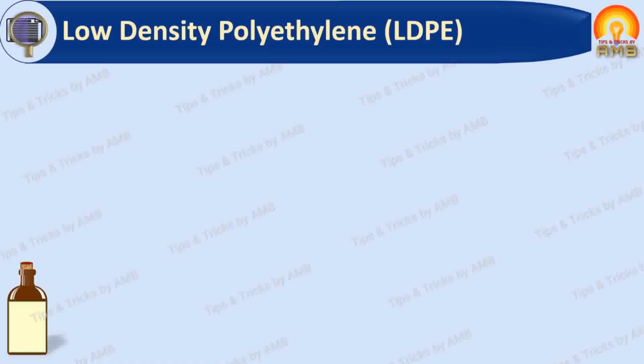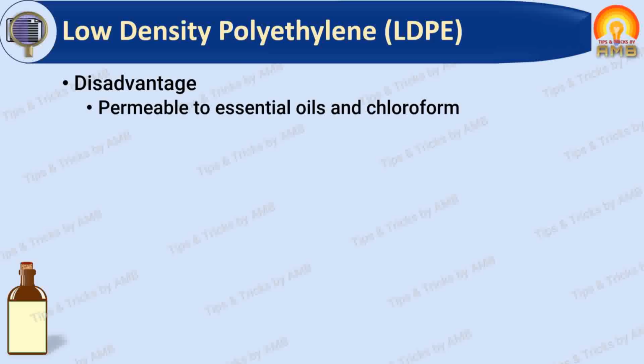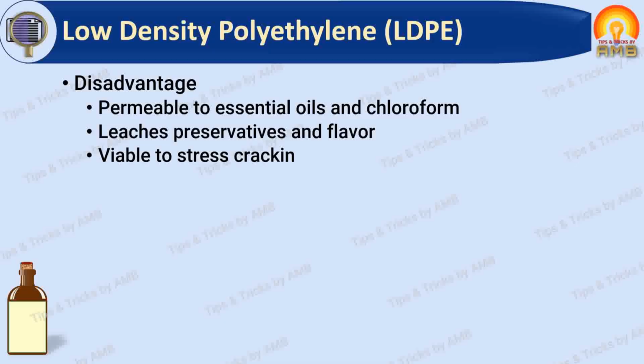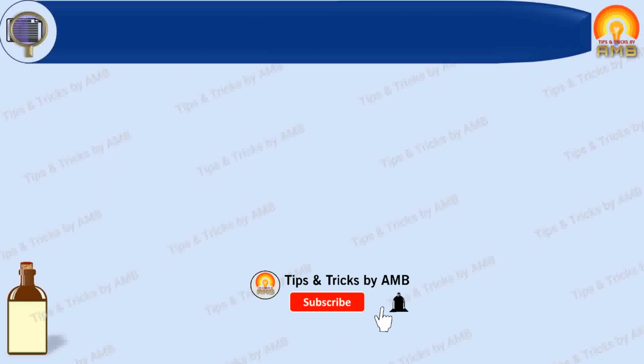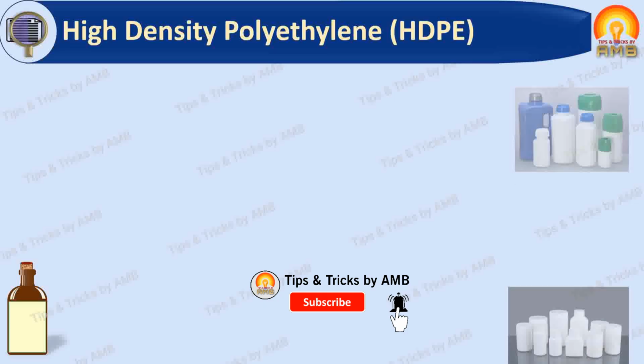It has the disadvantage that it is permeable to essential oils and chloroform. It also leaches preservatives and flavors in the product. It is also liable to stress cracking. As its melting point is in the range of 110 to 115 degrees Celsius, containers made from it cannot be sterilized by heat. Next is high density polyethylene.